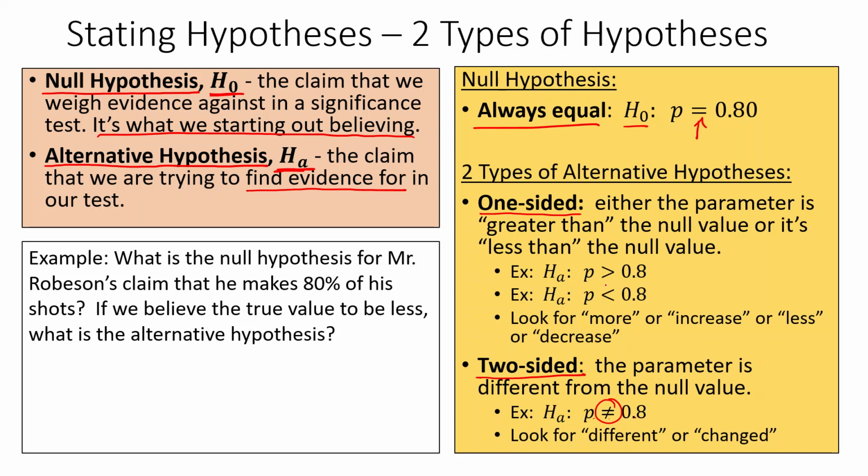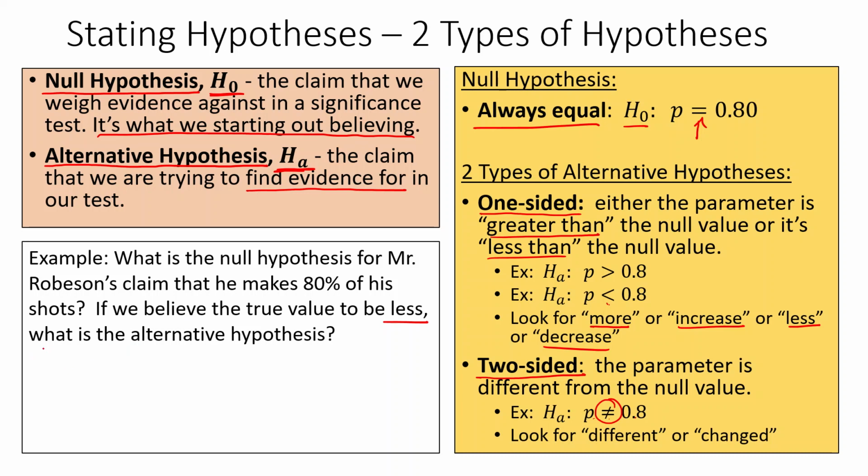So if we're looking for greater than, then we could have the words more or increase, or we could have the words greater than. If we're looking for less than, we could have the words less or decrease or less than, something that tells us that it's going to decrease. So let's look at the example here. And then all the rest of this PowerPoint is just examples. What is the null hypothesis for Mr. Robeson's claim that he makes 80% of his shots? If we believe the true value to be less, what is the alternative hypothesis?